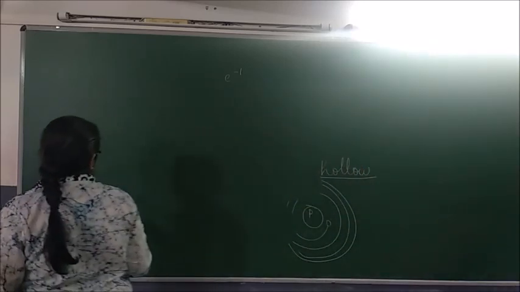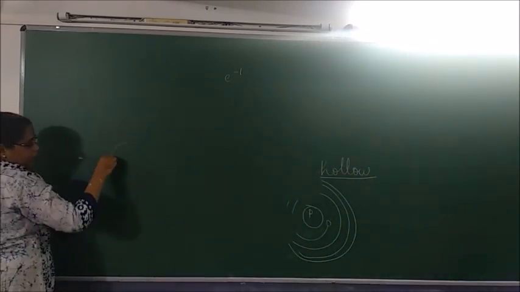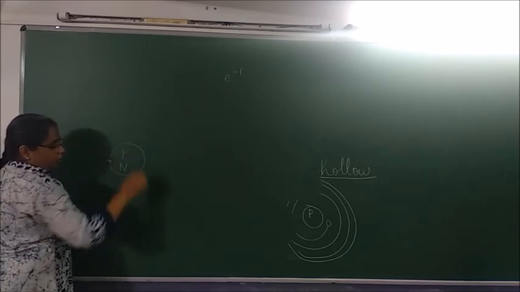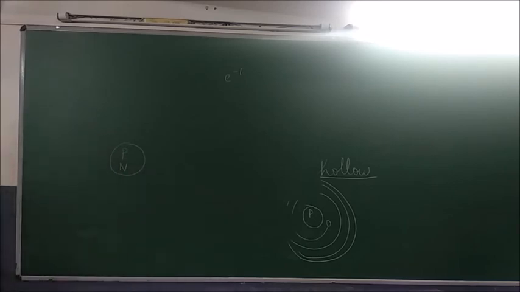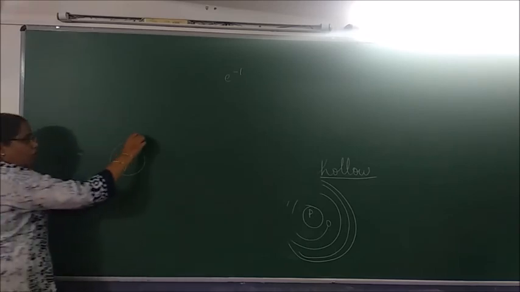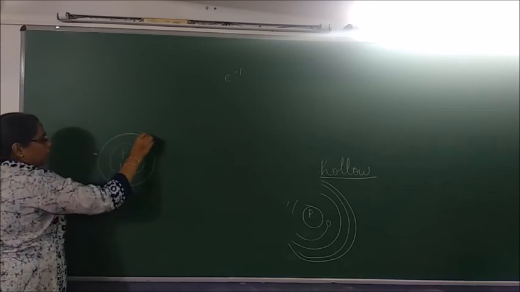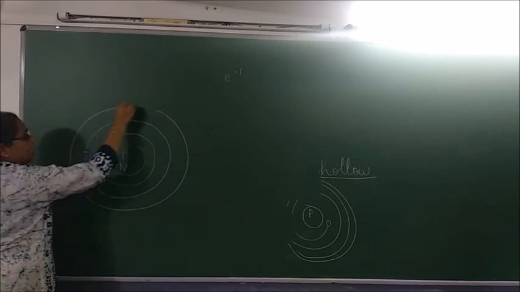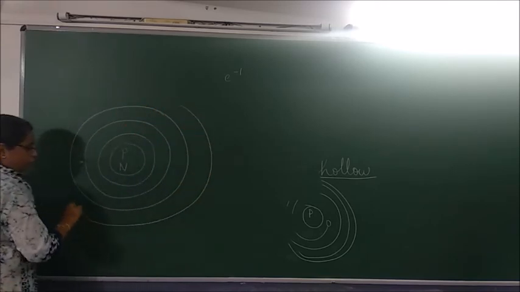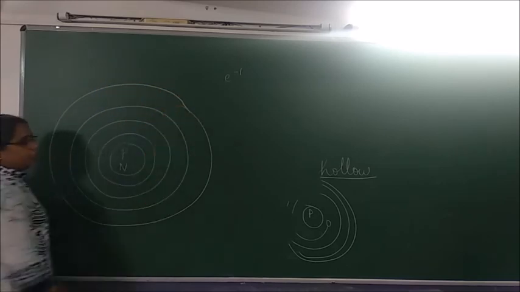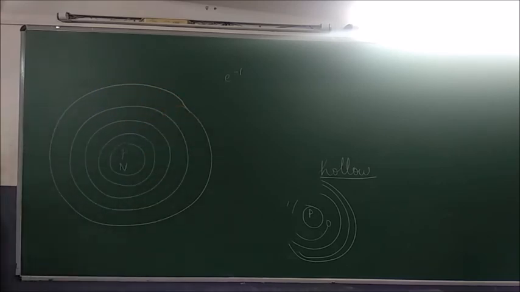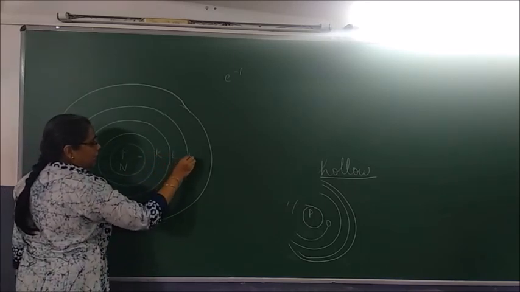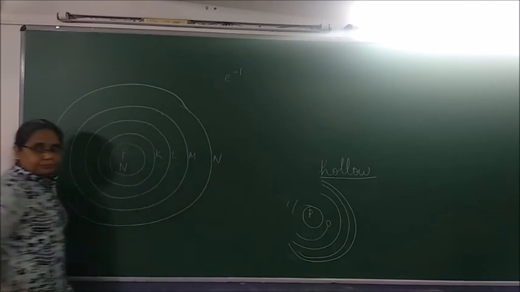Now after that, who gave the model of atom? Niels Bohr. What did Bohr say? The atom consists of a nucleus, a solid nucleus, where what is present? Protons and neutrons are present. Electrons revolve around the nucleus in fixed orbits or energy levels. Each orbit is associated with a fixed amount of energy, and he named these orbits as K, L, M, N.